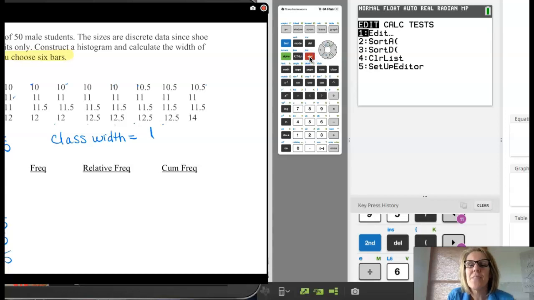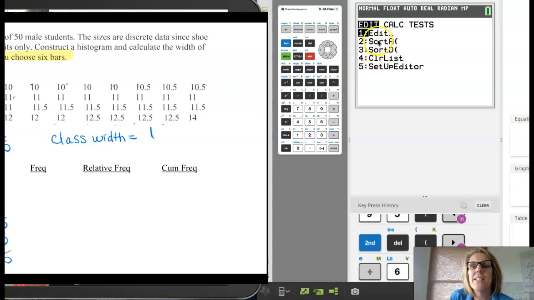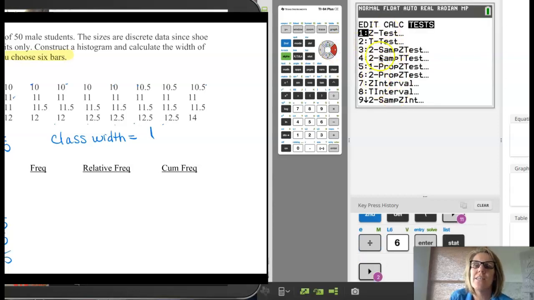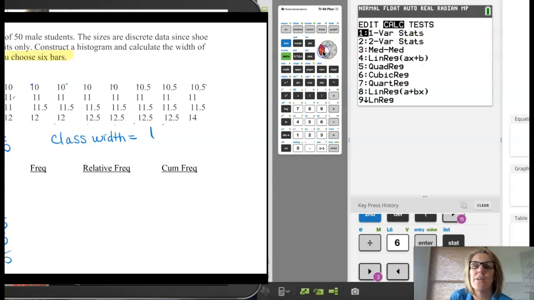We're going to go to stat. Now when we go to stat on our calculator, we're going to have several options: edit, calc, and test. Our edit button is where we're going to put the data into what's called a list, and then we can sort it. So if our data wasn't sorted over here and we put it in a list, we could then sort it. Other options are calc, where there are some different things we'll do, and the tests are what we do with inferential statistics later on.